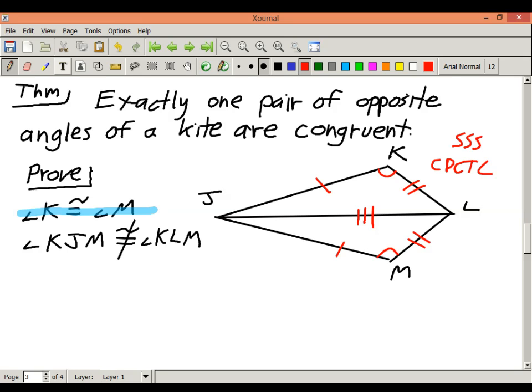The way we're going to do that is to erase some of this. Let me get rid of this right here and mark off the parts that we already said are congruent.